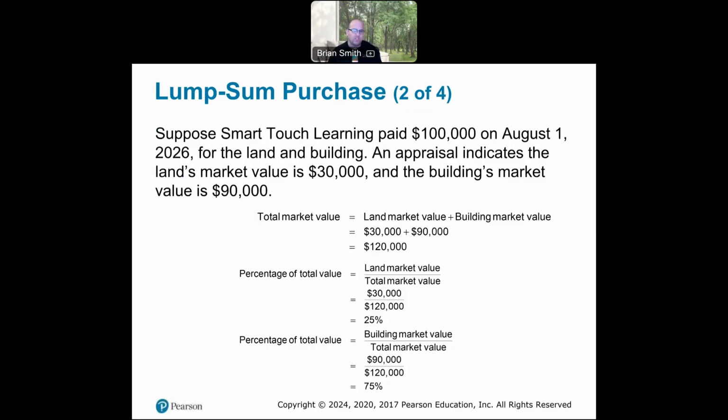We're going to come up with a ratio, where it's 30,000 divided by 120,000 to find out what percentage the land value is to the total purchase. And then the same thing for the building, to find out its percentage. Once we do that, we'll apply the $100,000 to each of the percentages to find out what we're going to put as part of the purchase price towards those assets.